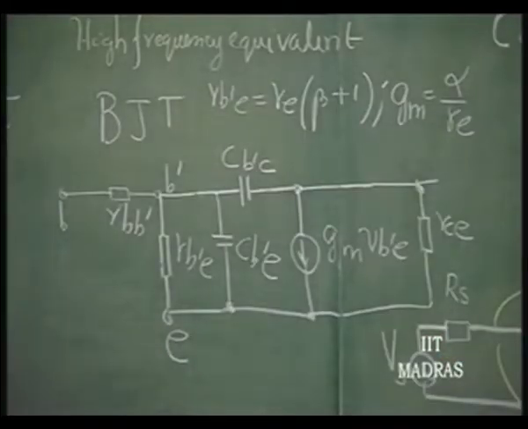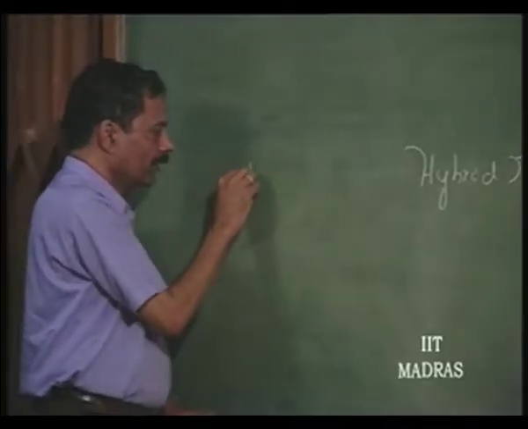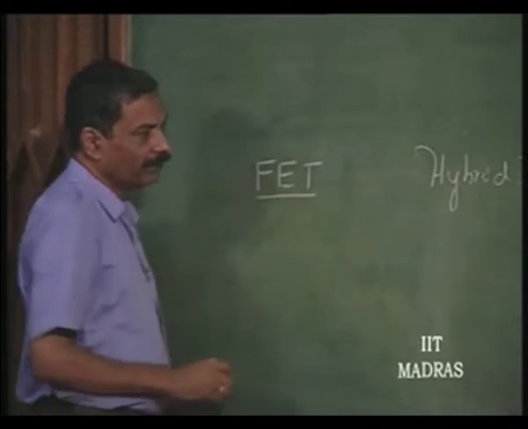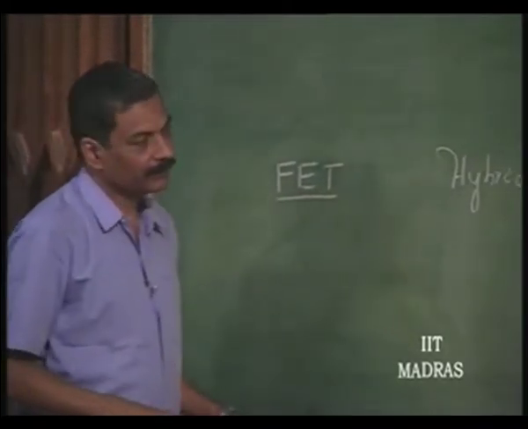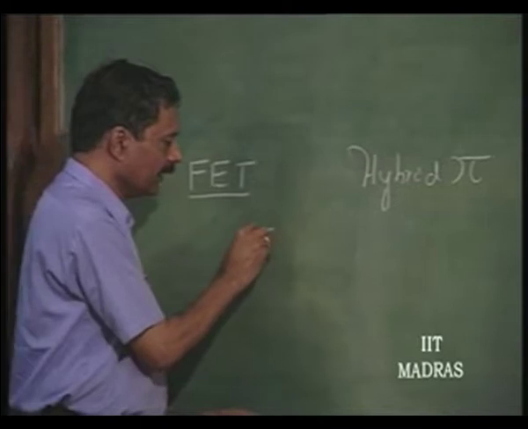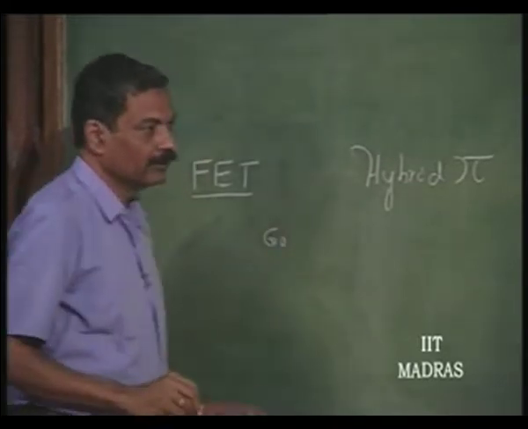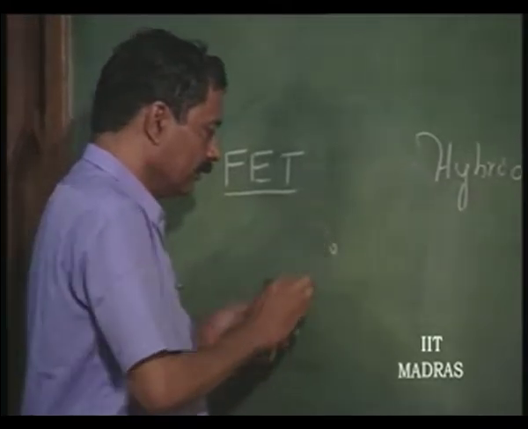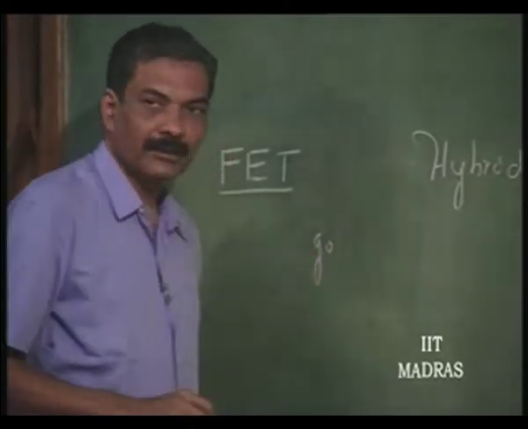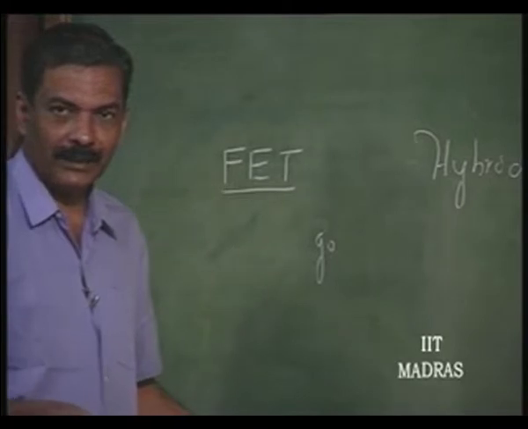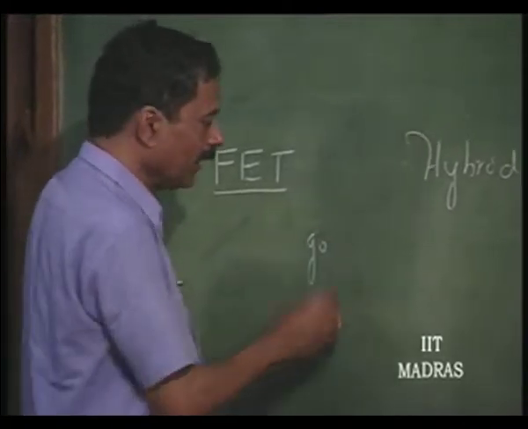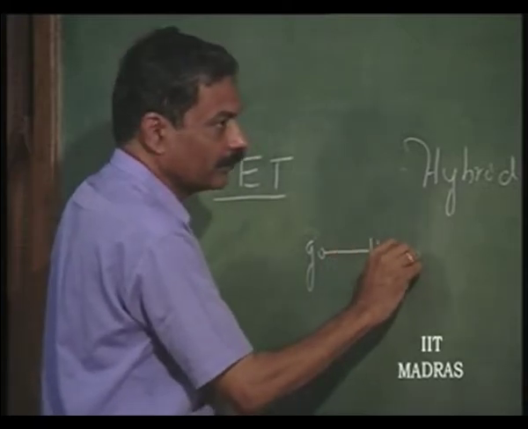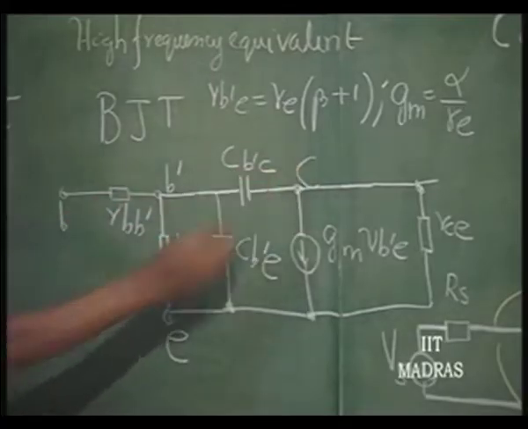In the case of field effect transistor, the same equivalent circuit is very simple, because it starts with gate, and gate obviously is insulated from the source and the drain. So, there is only a capacitance actually from gate, this is the collector terminal.